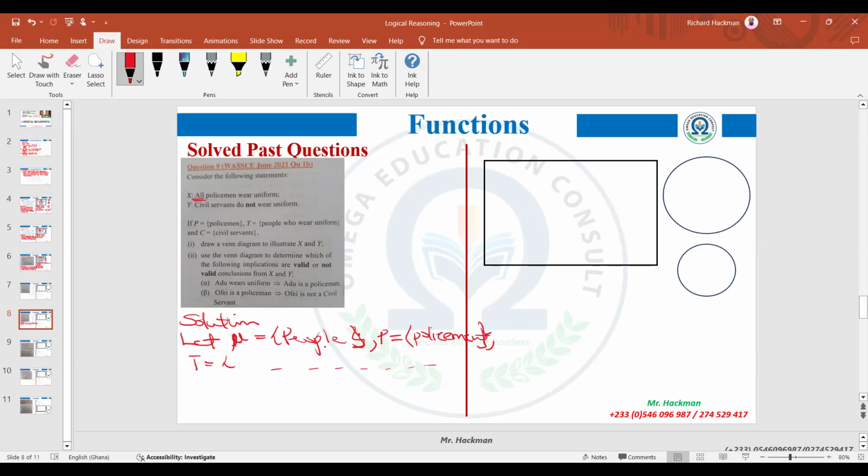Then we come to I. I is the Venn diagram: draw a Venn diagram to illustrate X and Y. Let's see how best we can illustrate X and Y. For the first one, statement X, all the keywords are there, and we said we are using P for policemen. That comes directly after your "all," so that becomes the smaller set. So you are dealing with subsetting. Let me go and pick; indirectly, I'll be dealing with this.